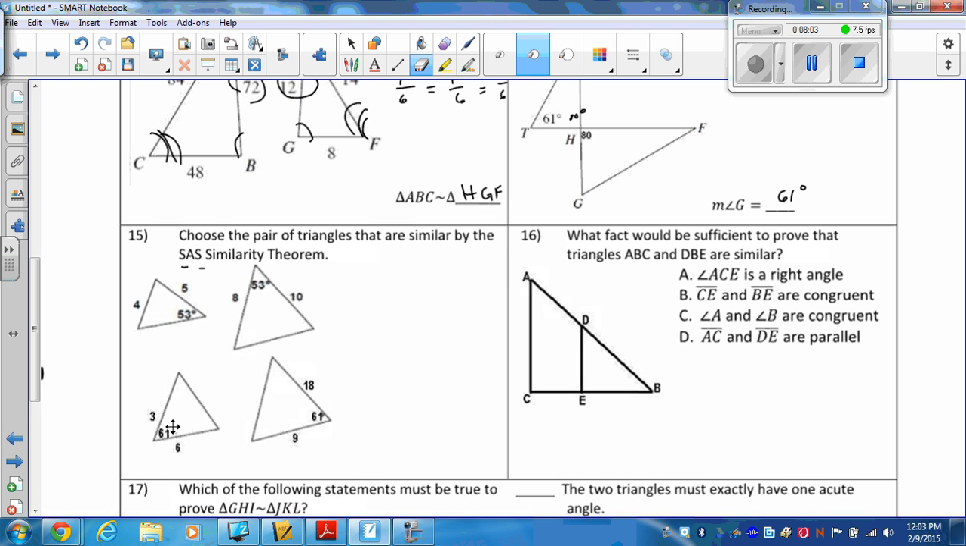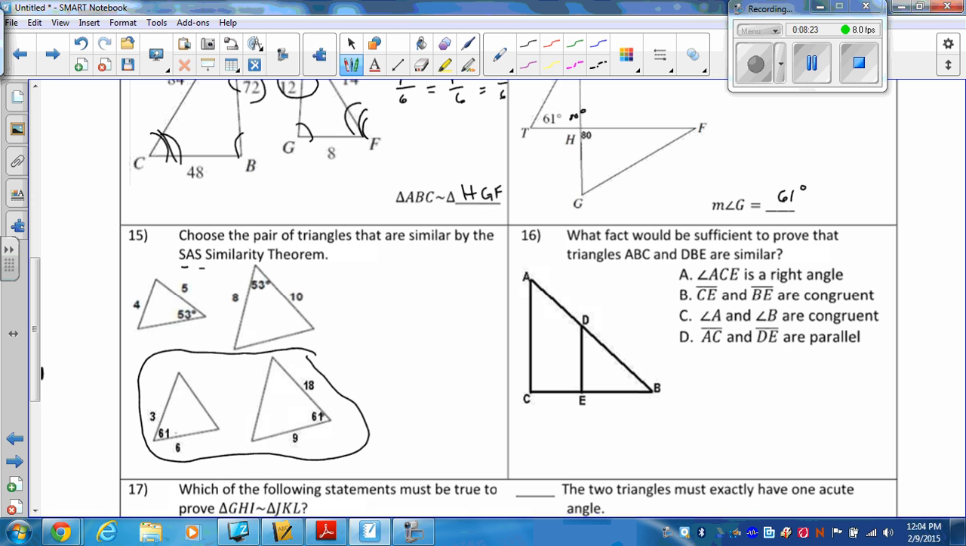So let's check this one out. 3 is to 9, multiplied by 3, right? And 6 is to 18. Oh, again, multiplied by 3. And this angle is between them. So again, do check out the angle measures as well. But you can see that it is these two, because the sides are in proportion and the angle between them is the one that matches.